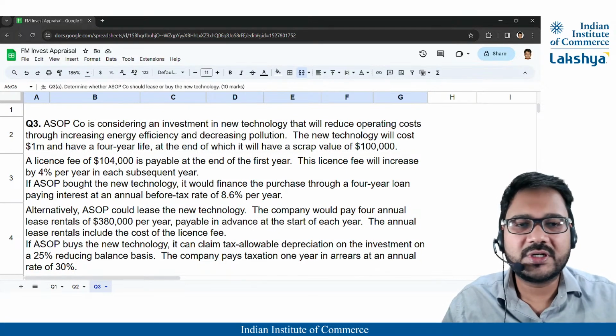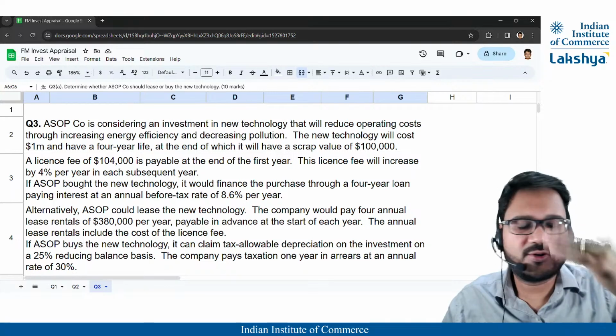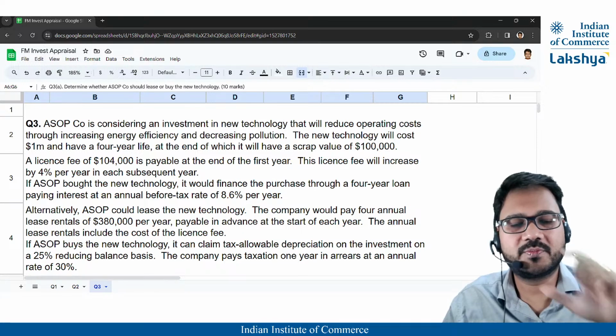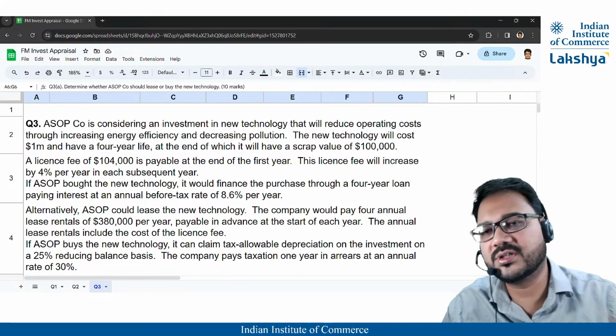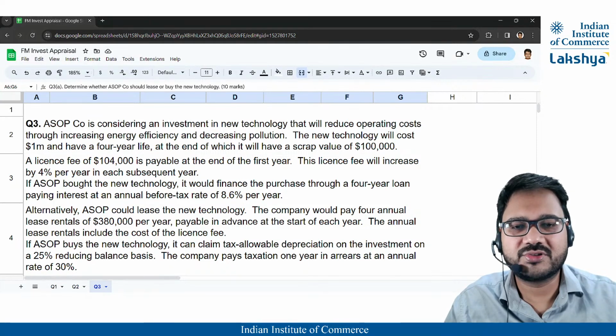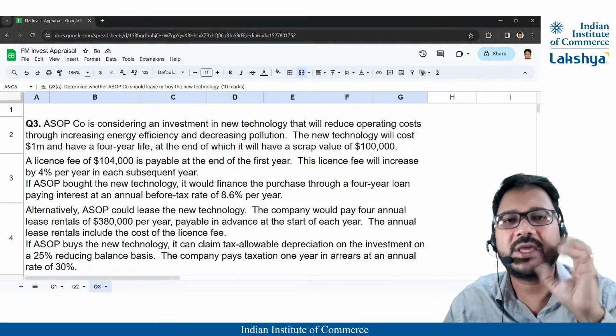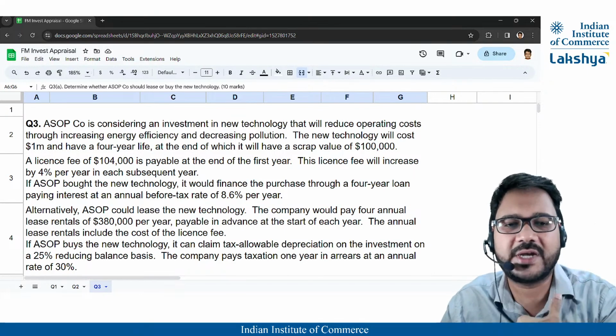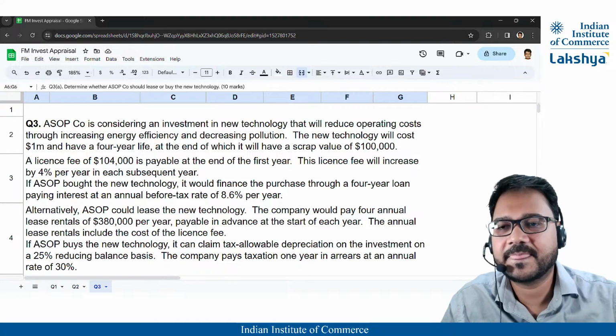Okay, so you could write all this again in our financial summary. So the cost is $1 million to purchase this technology. It's a 4-year life, and at the end it will have a scrap value of $100,000. So if you are buying it, the buying price is 1 million, and since you own the asset, when you sell it you get $100,000 as scrap.